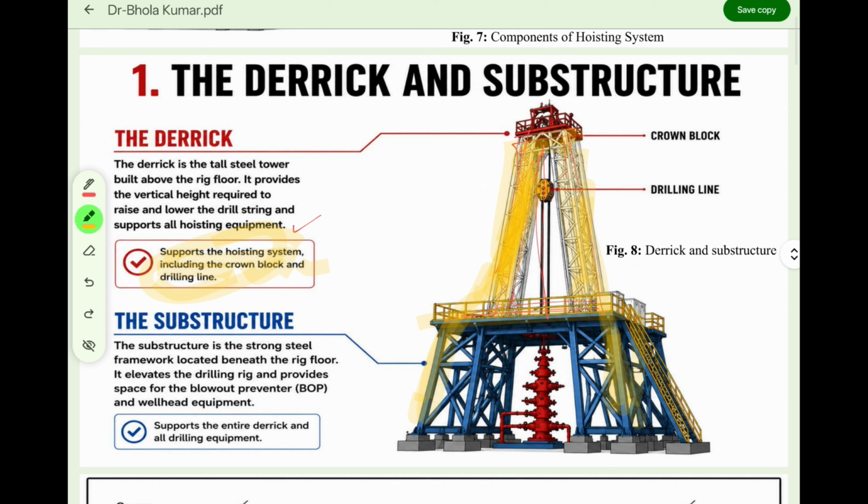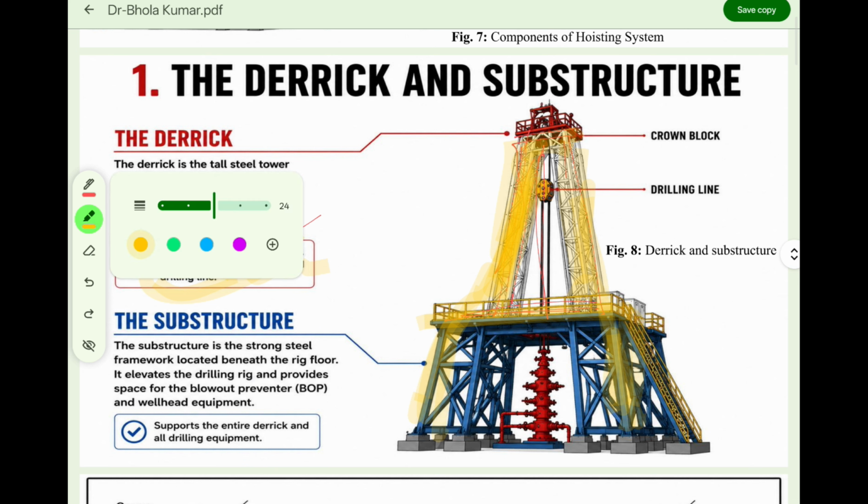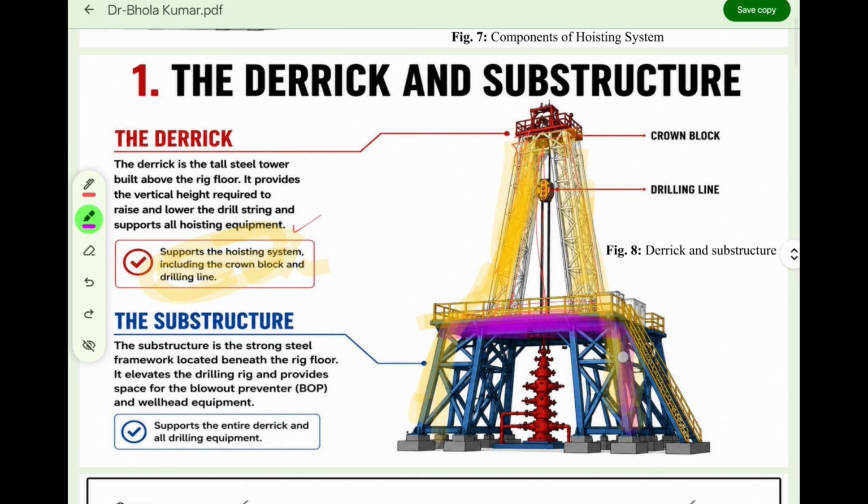Now we talk about the substructure. This space I am talking about is the space available beneath the rig floor. Now you may be wondering, what is the rig floor? This floor is known as the rig floor. All the space which is available at this point is called the rig floor, right? This is called the rig floor.